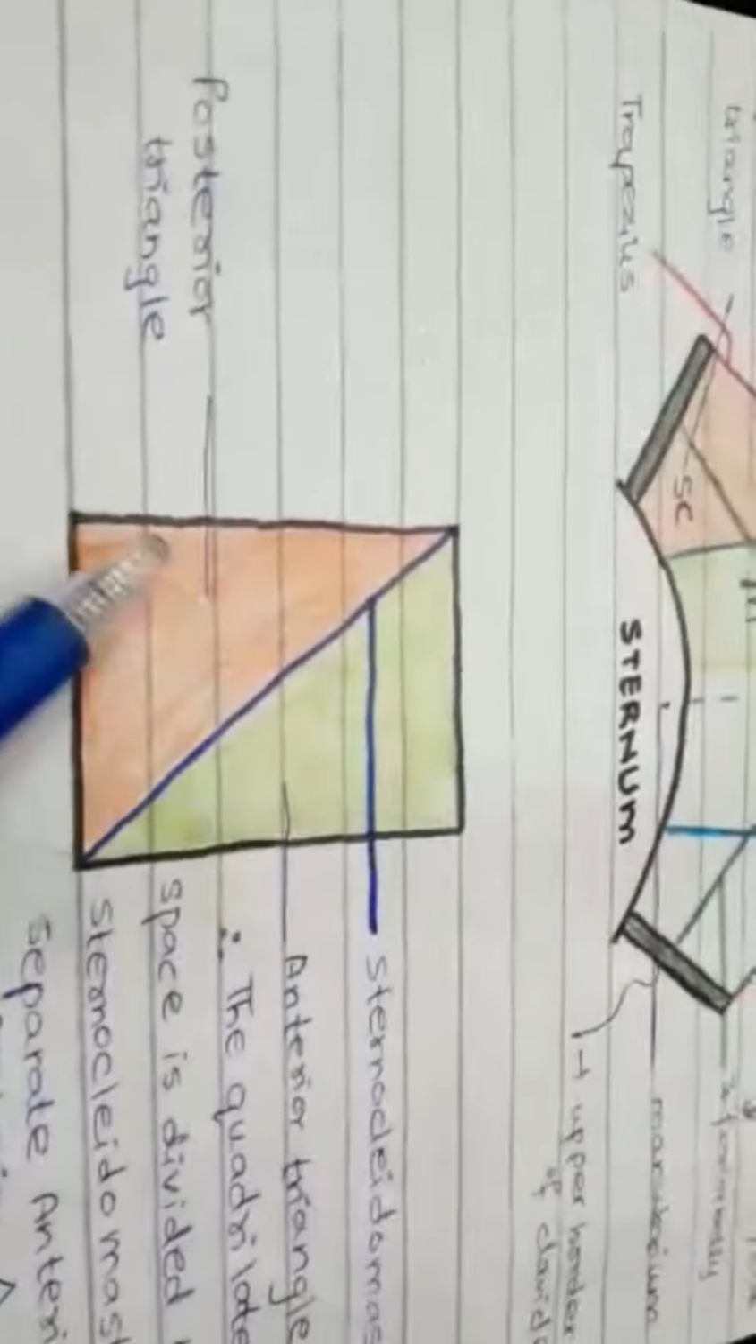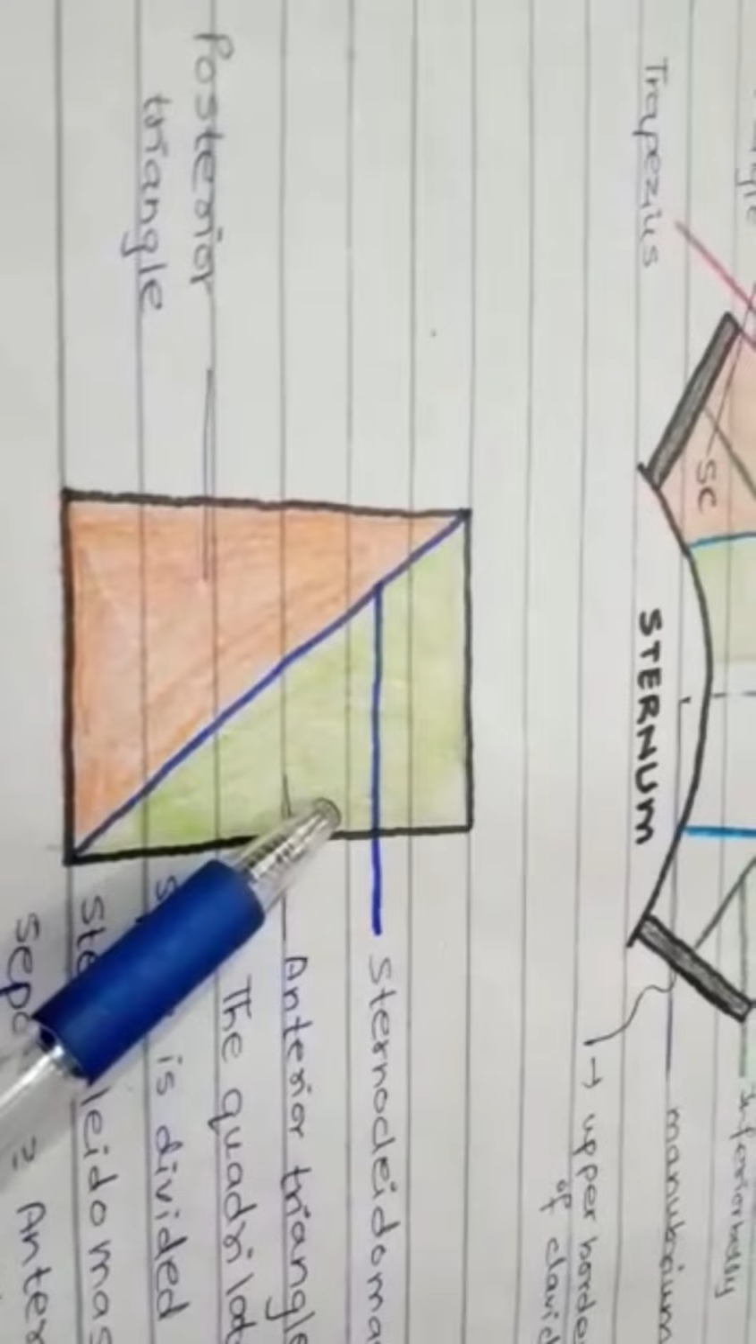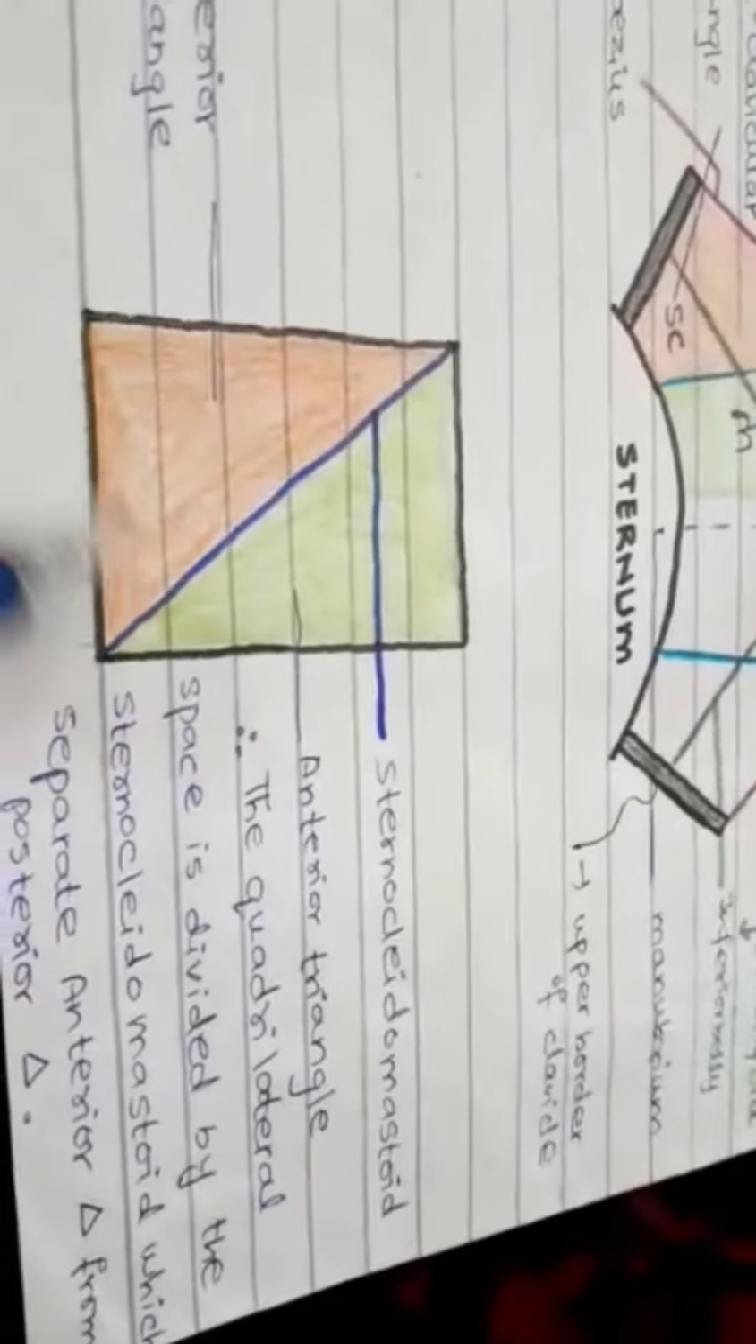This is a box which shows posterior triangle and this is anterior triangle. This is a quadrilateral space. The quadrilateral space is divided by the sternocleidomastoid muscle which separates anterior triangle from posterior triangle.